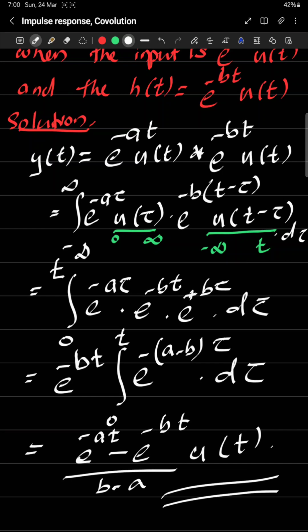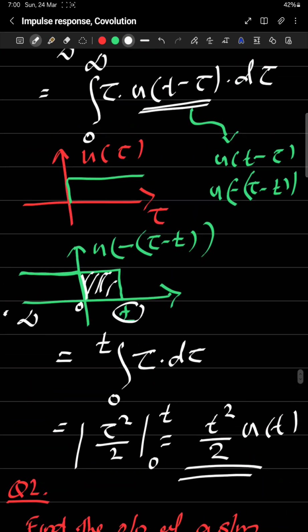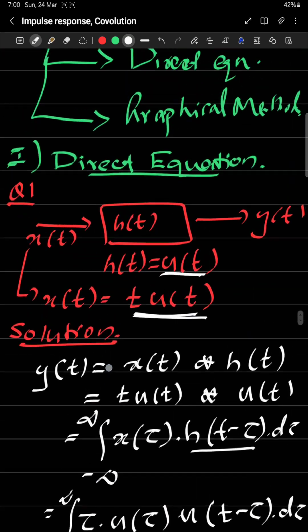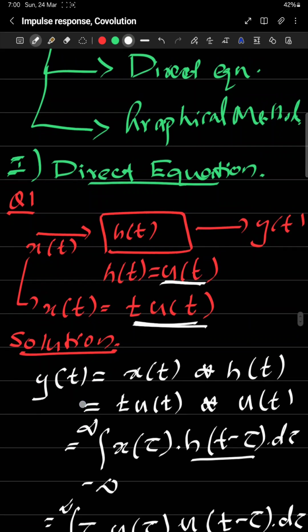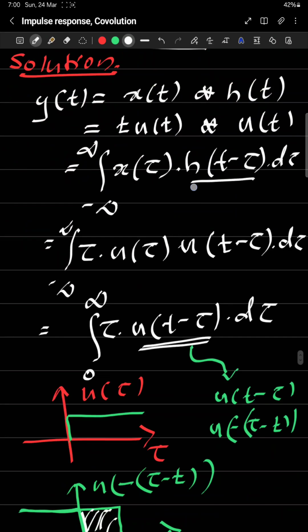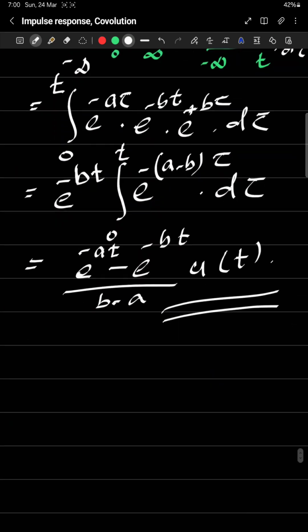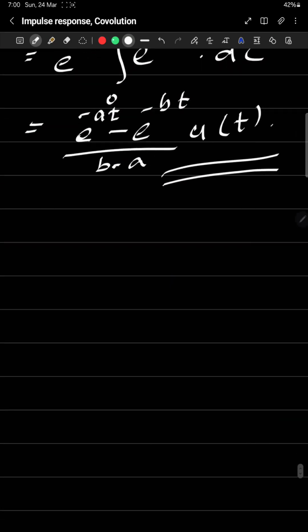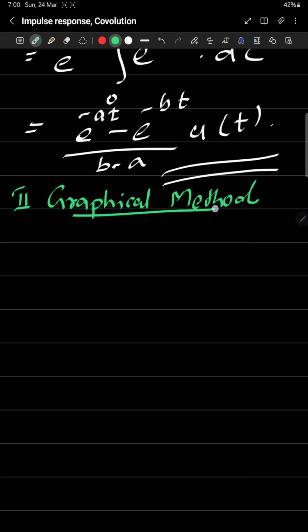So this is how you can directly solve the convolution operation using the mathematical equation. That is, once again, the integral from minus infinity to infinity of x of tau into h of t minus tau. Now let us see how we can solve this graphically. So the second method is the graphical method. We are going to look at the graphical method to solve the convolution integral.